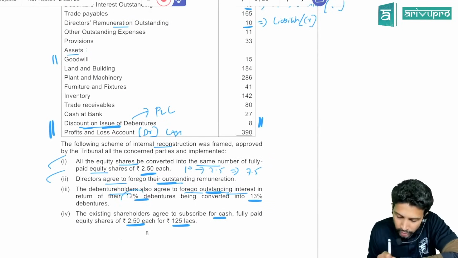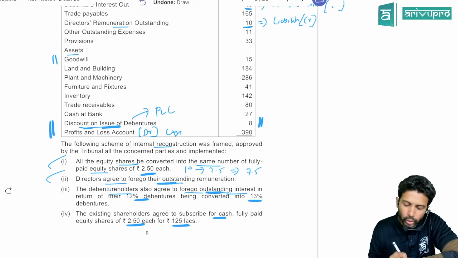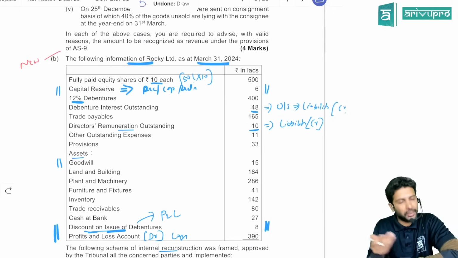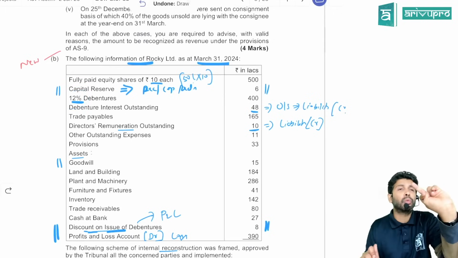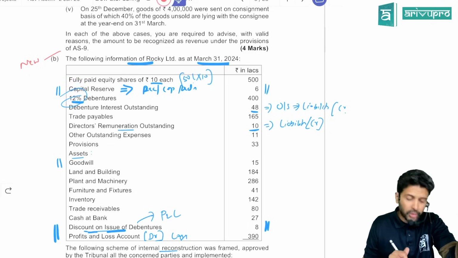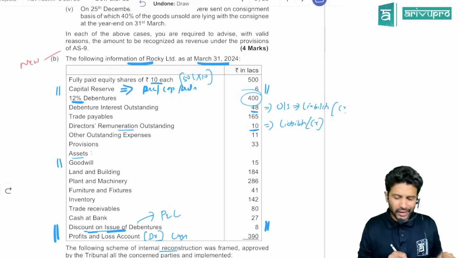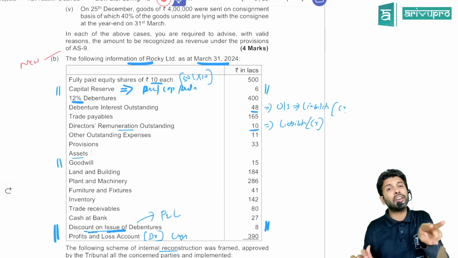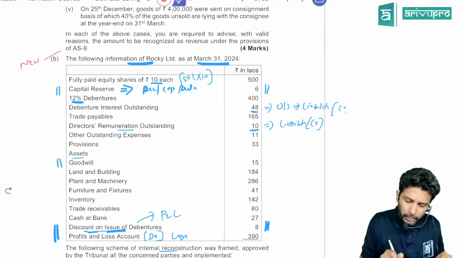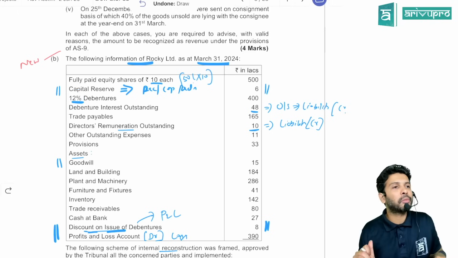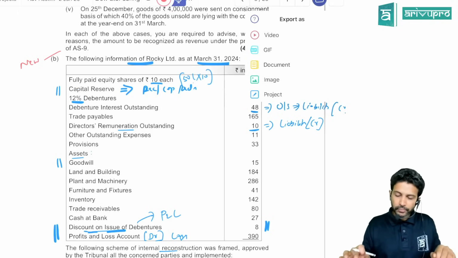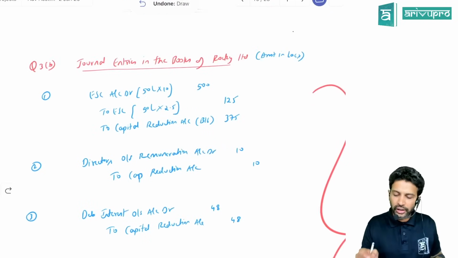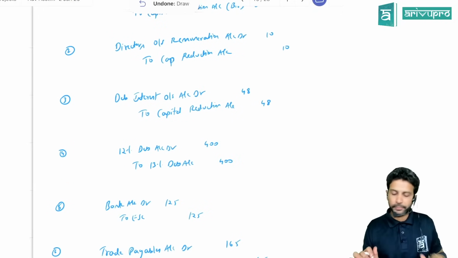In the same sentence, they also continued and said the debenture holders agreed to forego outstanding interest in return of their 12% debentures being converted into 13% debentures. If you check the question, currently it is 12% debentures, but the debenture holders want to barter. They want to make this 12% into 13%. Different value or same value? Same value. So debenture is a liability. The old liability you need to cancel and create a new liability for the same value, but the old liability was 12%, the new liability will be 13%. So the entry will be: 12% debentures account debit to 13% debentures account, 400 lakhs. All the numbers are in lakhs, so I'll just write it in numbers there.